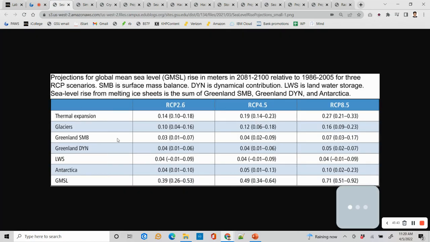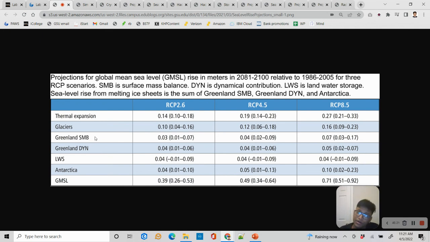As you can see from this chart, you have something about thermal expansion, but there's nothing about melting ice. But if you go to the description, you'll know what melting ice is. Sea level rise from melting ice sheets is the sum of Greenland SMB, Greenland DYN, and Antarctica. So if you need to count the melting ice situation, you need to sum these three: SMB, DYN, and Antarctica. SMB is 0.01 to 0.07, DYN is 0.01 to 0.06, and Antarctica is 0.01 to 0.10.